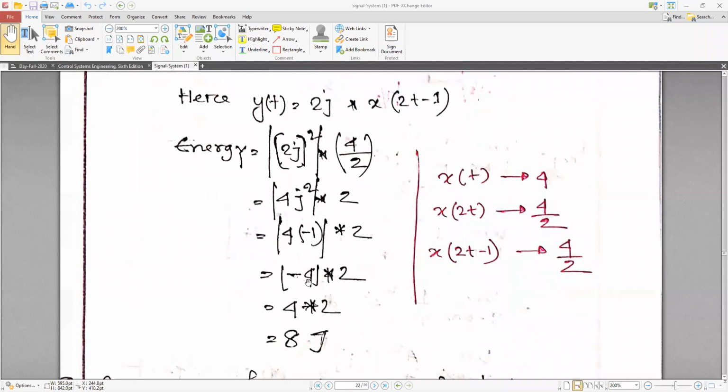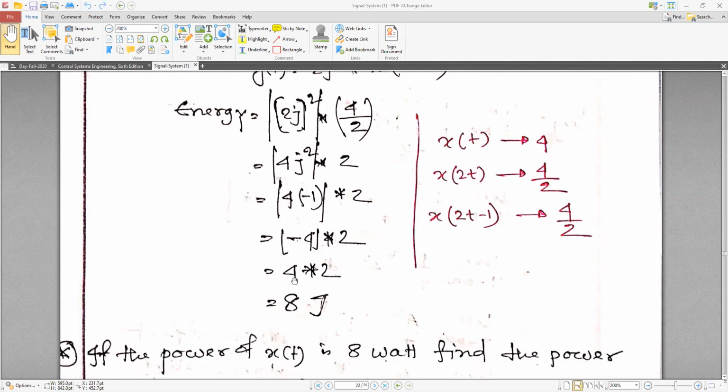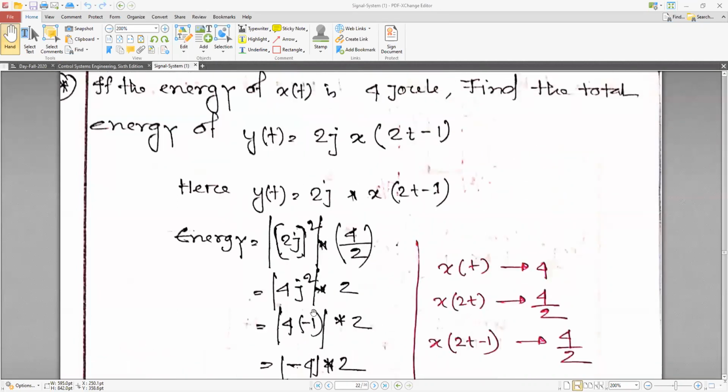So put this. 2 square means 4. J square means minus 1, so minus 4. So it would be 4, and it will be 2. So 8 joule. So it would be the 8 joule.